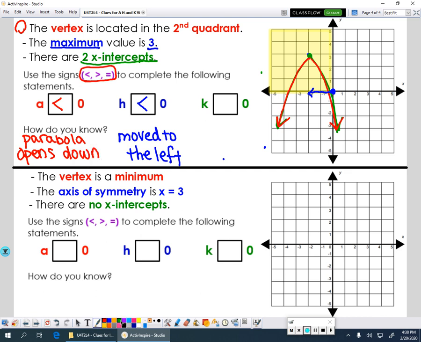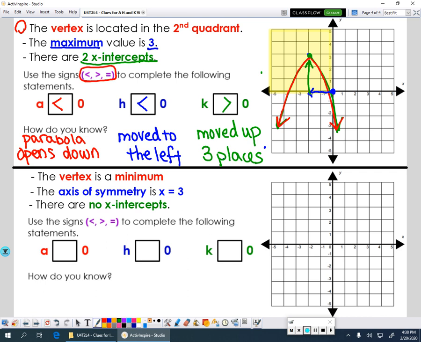And then finally, let's look at K. According to this, my vertex has moved up 3 places. When it moves up, that means it's a positive number. So if K is positive, it has to be greater than 0 because positive numbers are greater than 0. Again, how do I know? My vertex moved up. If you want to be specific, you can say 3 places.